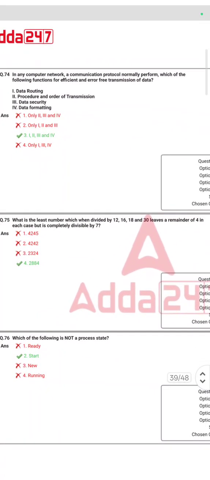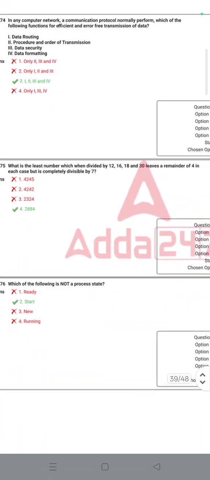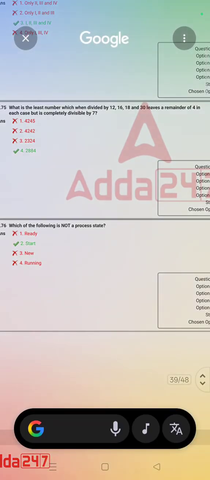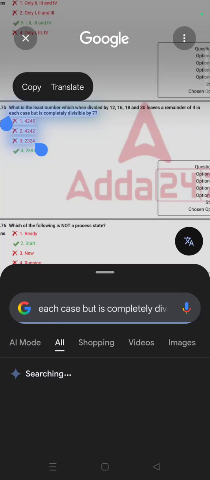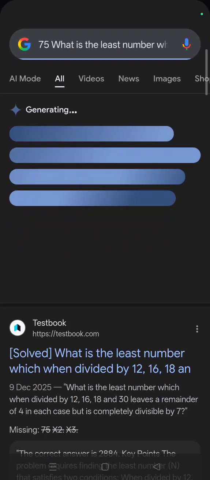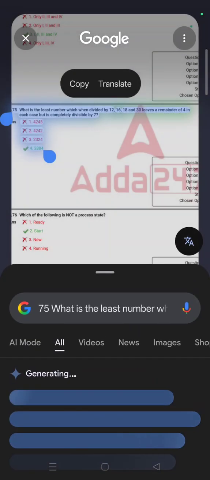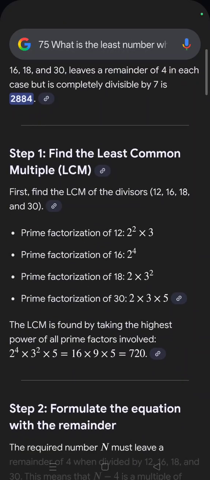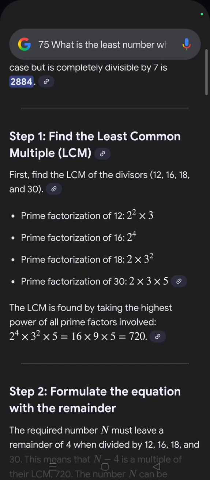75. What is the least number which when divided by 12, 16, 18 and 30 leaves a remainder of 4 in each case, but it is completely divisible by 7? 2884. Finding the least common multiple of 12, 16, 18 and 30.